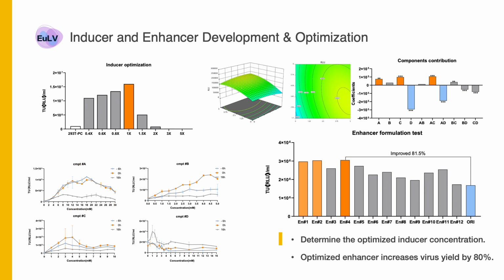Secondly, we optimized the inducer concentration and enhancer formulation. We used the DOE method. We screened 4 compounds that can be used as enhancers. And after optimization, virus yield was increased by 80%.